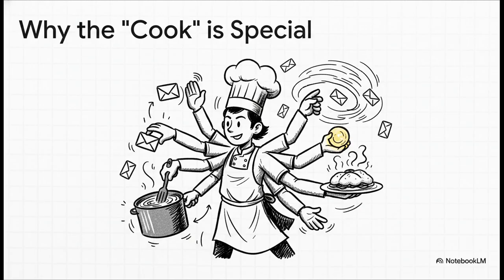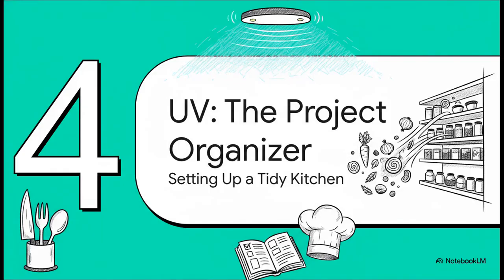And Uvicorn isn't just any cook, okay? This cook is a superstar. It's asynchronous, which means it can juggle thousands of orders at the same time without breaking a sweat. It listens for those orders on a specific port on your server, and it manages the whole process, from the moment an order comes in to the moment the finished dish goes out the door. Now we've got our recipe from FastAPI and our amazing cook, Uvicorn. But before our cook can start making anything, they need a clean, well-organized kitchen, right? Every tool, every ingredient has to be in exactly the right place.